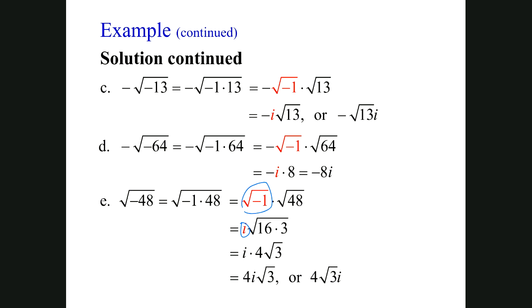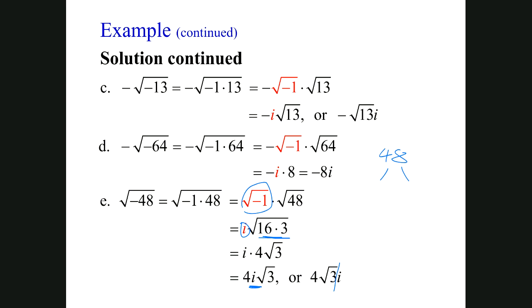I showed some people this one earlier. If you do not know this one, you can separate into 16 times 3, which is very quick. If you are familiar with the numbers, 16 times 3 gives you 48, right? And the square root of 16 is 4. And 3 is not a perfect square, so you have to leave it inside. All right, so we're going to have 4i square root of 3, or 4 square root of 3 i. Make sure i is outside the square root, okay?